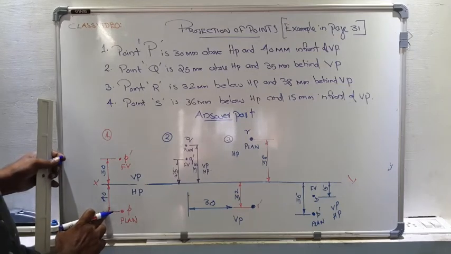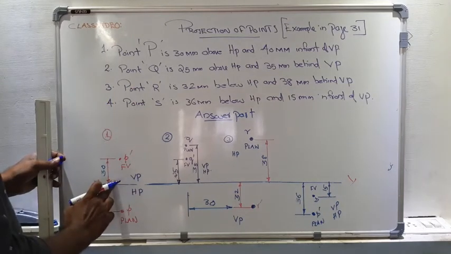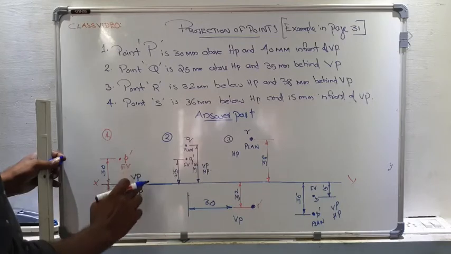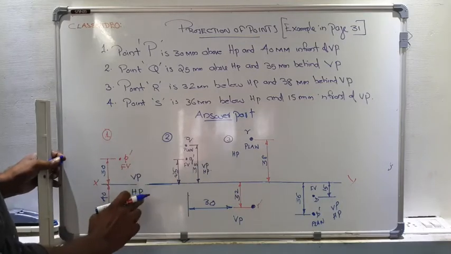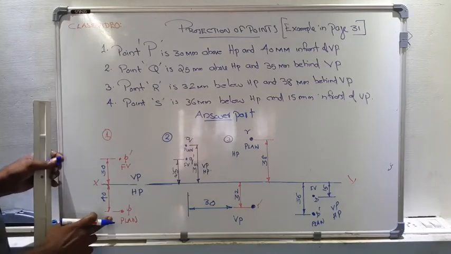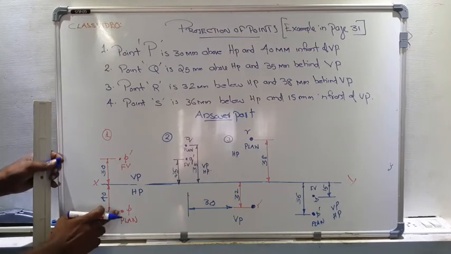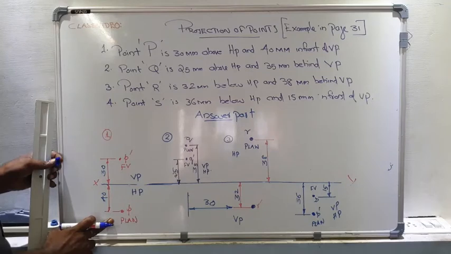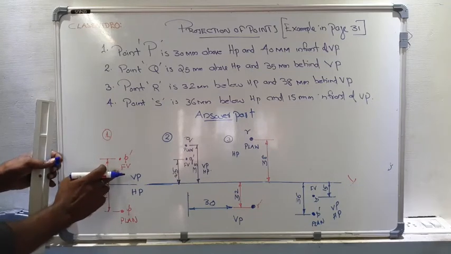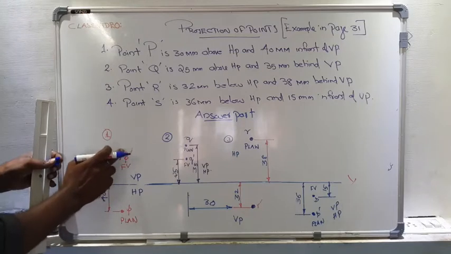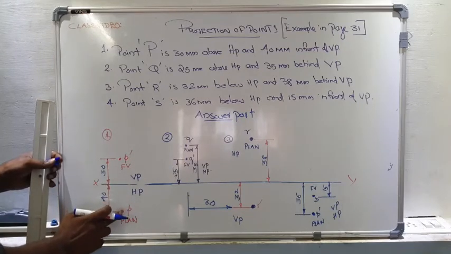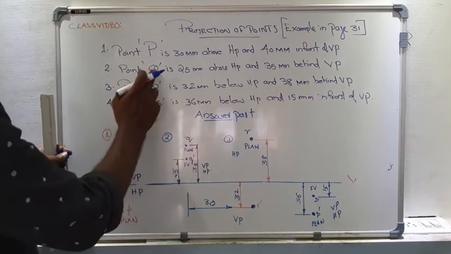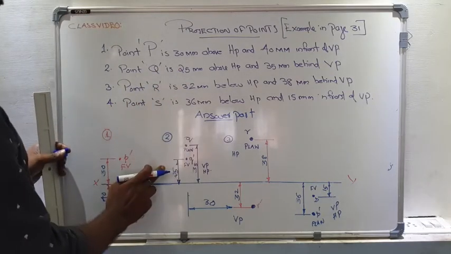That means in the case of first quadrant, when we rotate the plan on HP in clockwise direction, at that time the plan should come below the XY line. Okay, now this is the answer of the first question. The front view comes above the XY line and the plan should come below the XY line. Now move on to the second question.